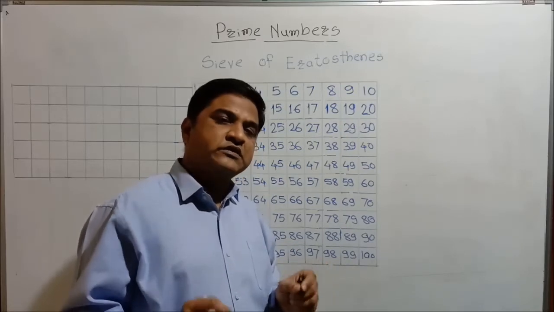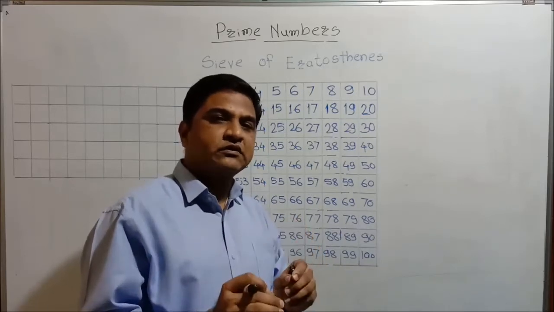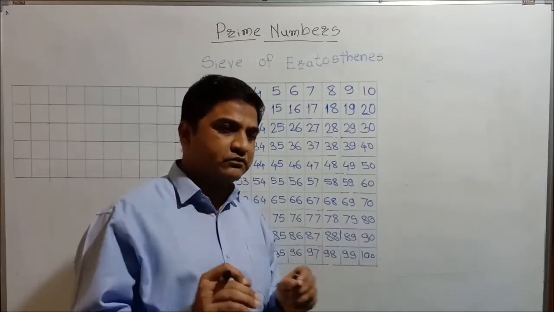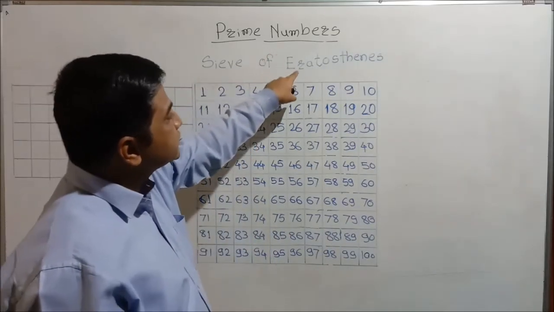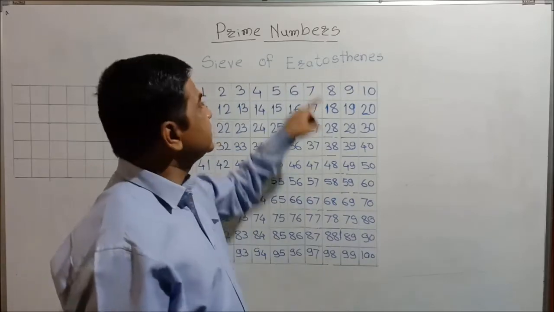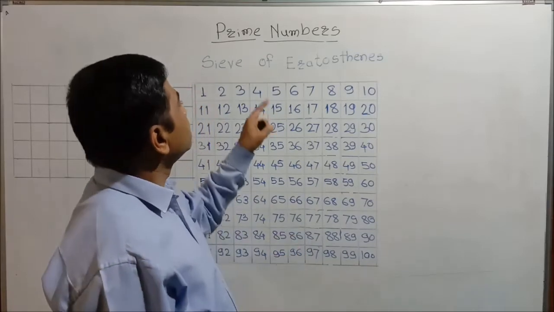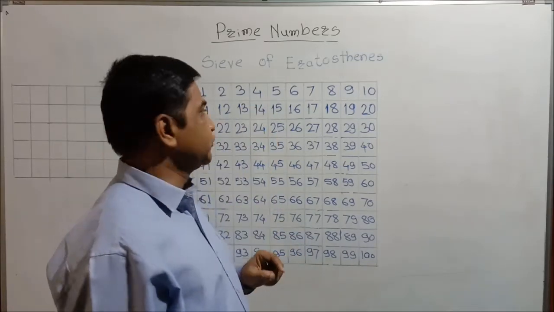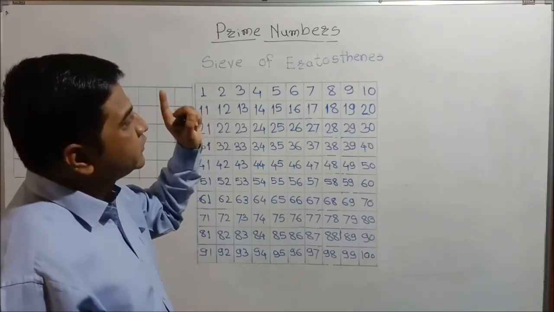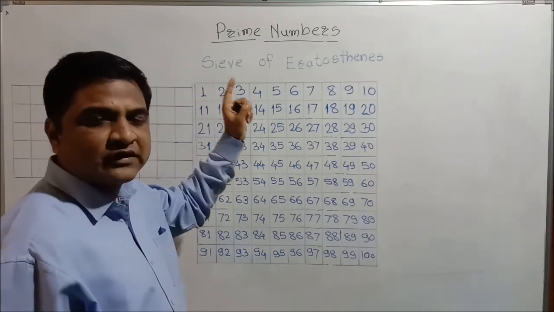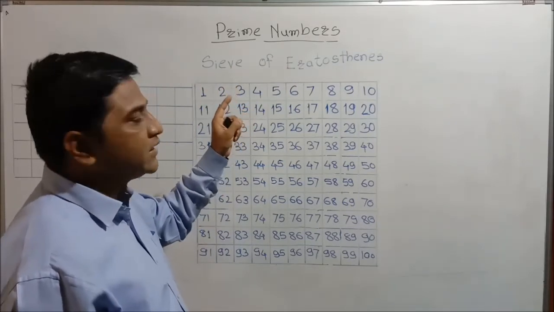This method is basically based on removing all the composite numbers and keeping all the prime numbers. That's why it is named the Sieve of Eratosthenes. It was a Greek mathematician, Eratosthenes, who was a follower of Pythagoras, known as a Pythagorean. He was actually working as a librarian over there, but he was interested in mathematics and he developed his skill in mathematics.